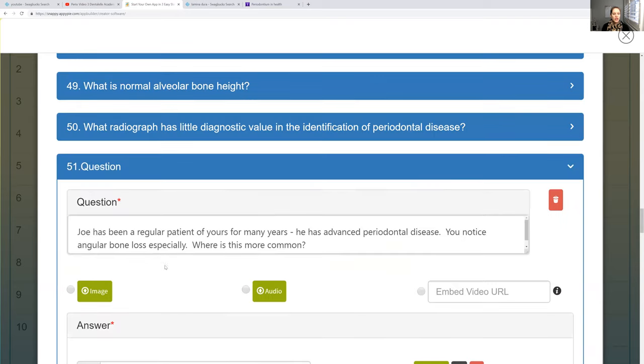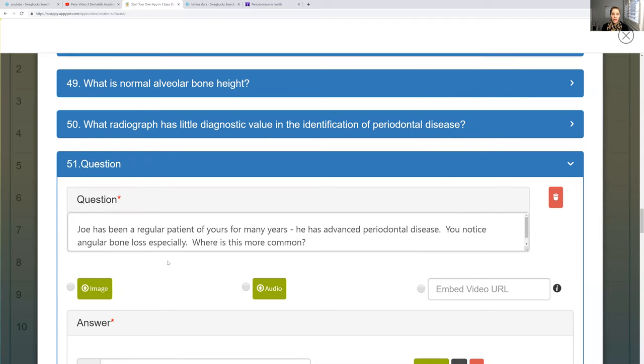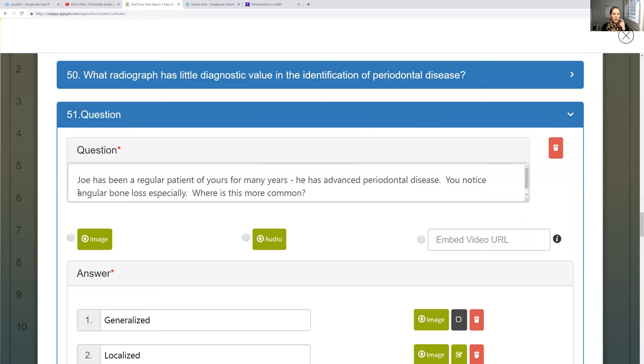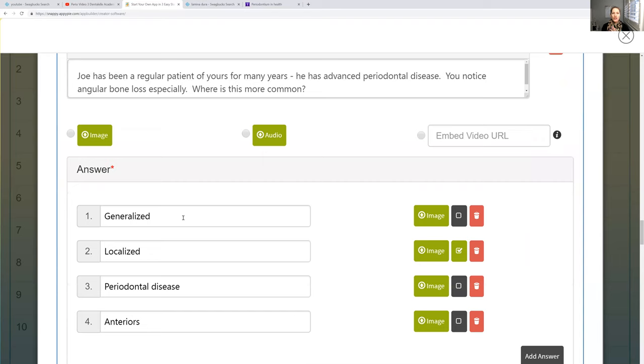Next one. Joe has been a regular patient of yours for many years. He has advanced periodontal disease. You notice angular bone loss especially. Where is this more common? So pick out the keywords: where is angular bone loss more common? If you had no clue, always just check the answers and say, okay, advanced perio, angular bone loss, more common. So the answer could not be everywhere.